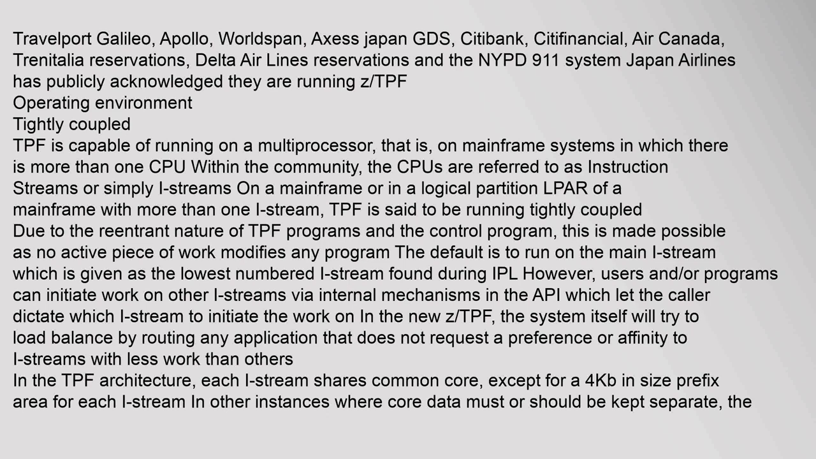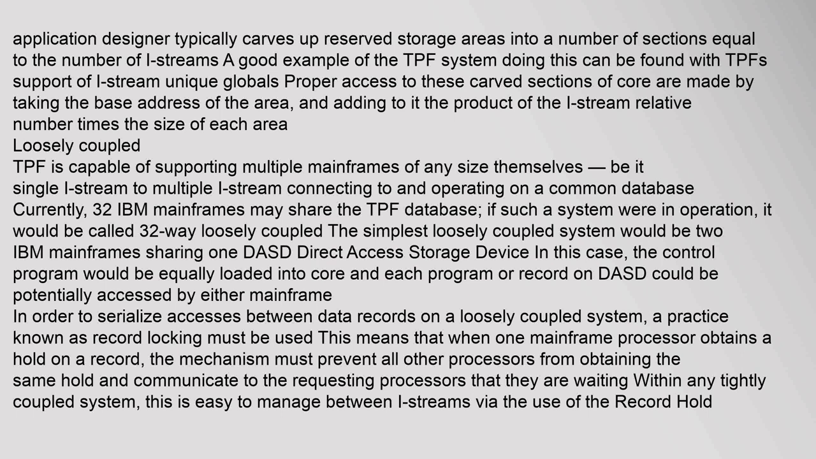In the new TPF, the system itself will try to load balance by routing any application that does not request a preference or affinity to I-streams with less work than others. In the TPF architecture, each I-stream shares common core, except for a 4 kilobyte prefix area for each I-stream. In other instances where core data must or should be kept separate, the application designer typically carves up reserved storage areas into a number of sections equal to the number of I-streams.